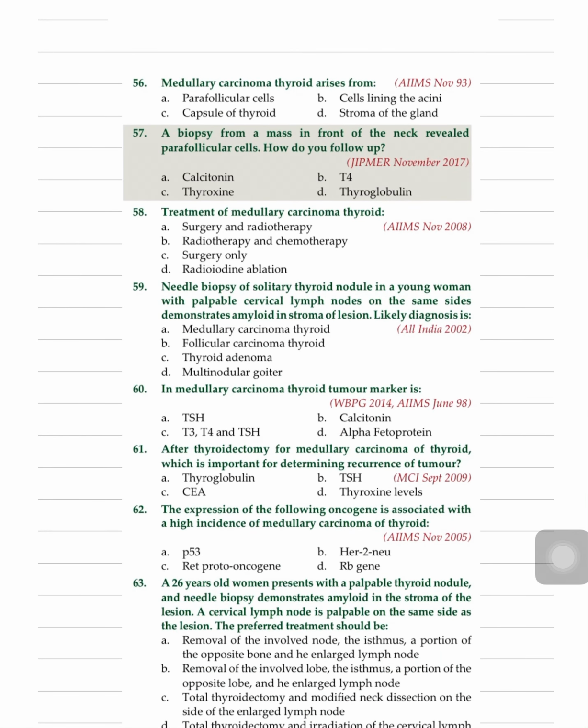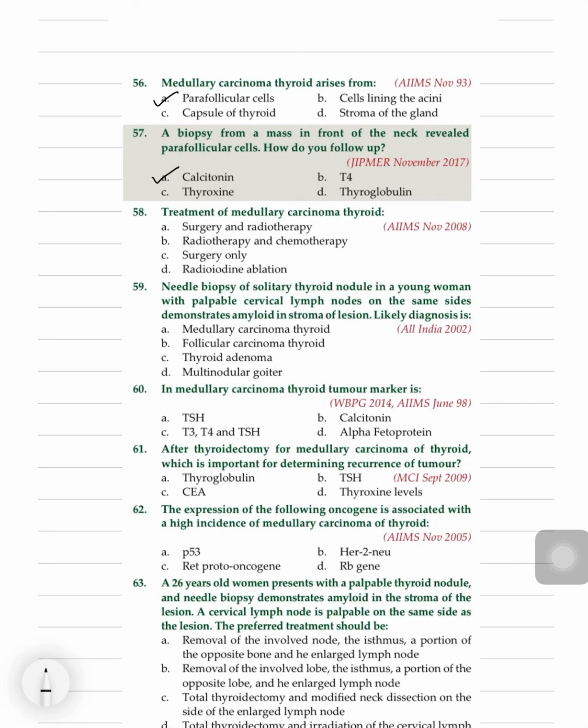Medullary carcinoma thyroid arises from parafollicular C cells. A biopsy from a mass in front of the neck revealed parafollicular cells. How do you follow up? The tumor marker is calcitonin, so you use calcitonin. Thyroglobulin is for differentiated thyroid cancers.